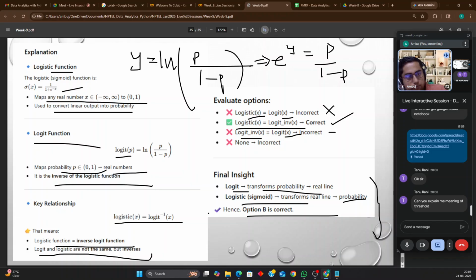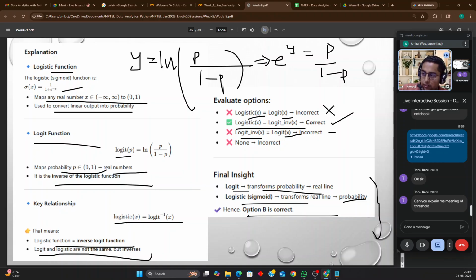Threshold, if you try to see, is a decision boundary which is used to convert the continuous output coming from the model, which are typically probabilities or scores, into your class labels, binary class labels. The model will give you probabilities, but you have to convert the continuous probabilities coming from the model into classes. So how will you do it? With the help of a threshold.